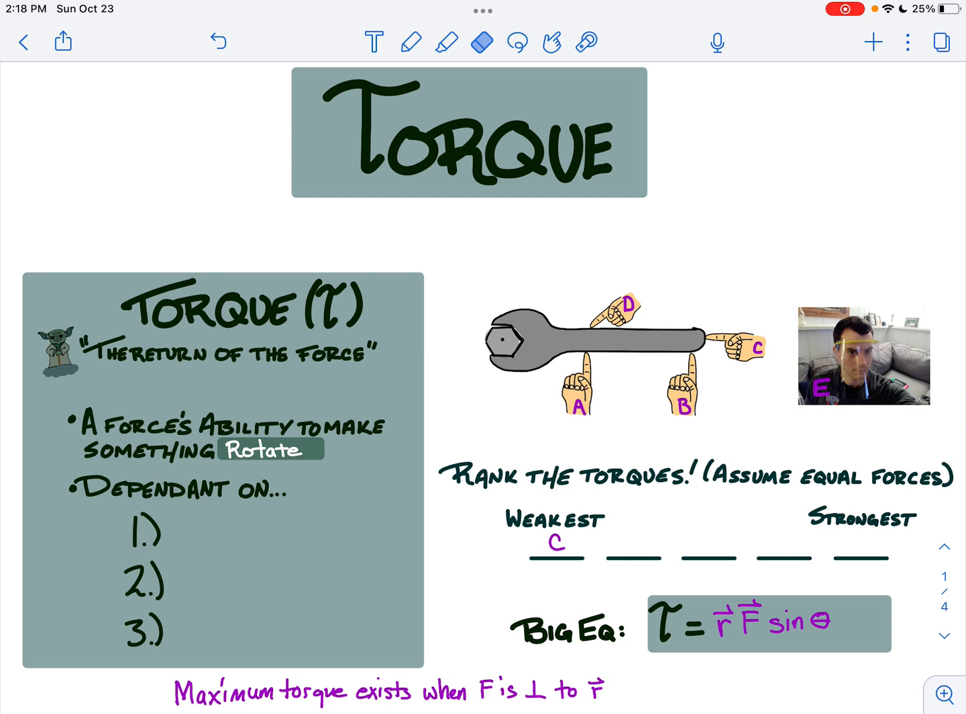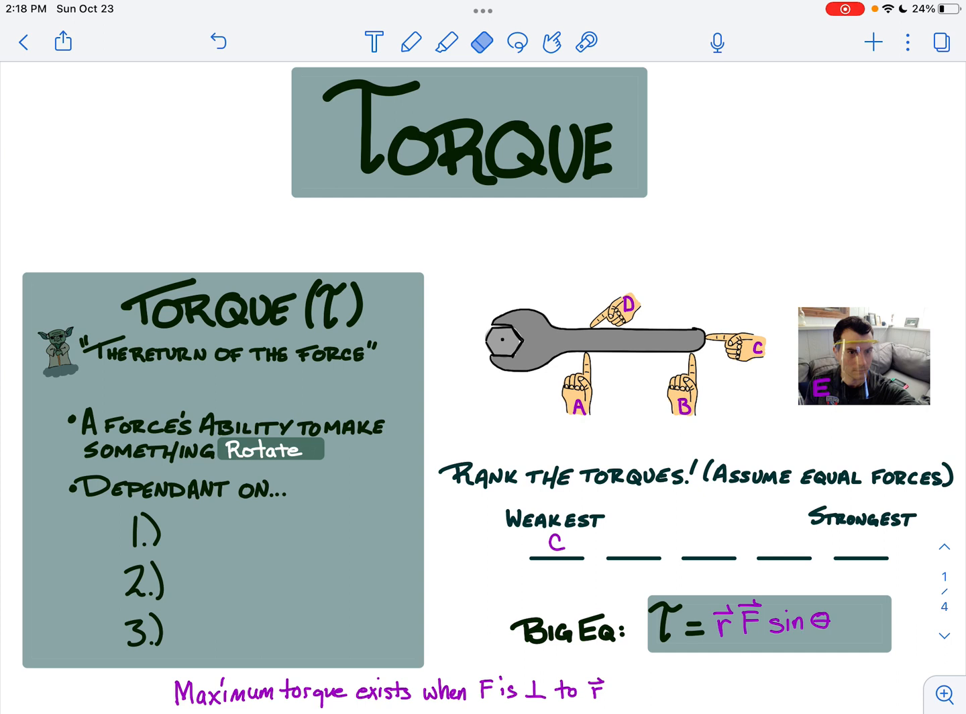Torque is the twisting effect of a force. It's represented by the Greek letter tau, the squiggly T next to the torque. A torque is a force's ability to make something rotate. You can't make something rotate without applying a force, but the key is that you apply that force at a location that's not the axis of rotation. If you do that, you will get a twisting action.